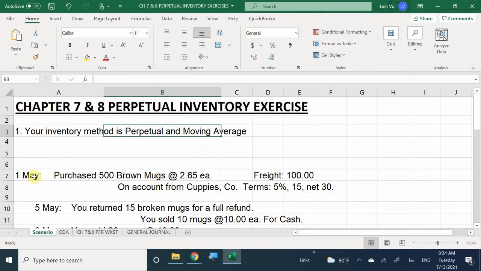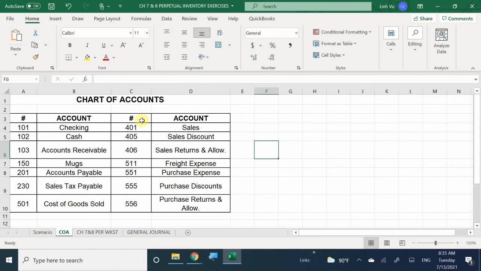So let's go ahead and take a look here on May 1st. We purchased 500 brown mugs at $2.65 each, okay? Freight cost you $100. And we placed it on an account from Cuppies Co., okay? Terms are 5%, 15, net 30, okay? So let's go ahead and take a look at our chart of accounts.